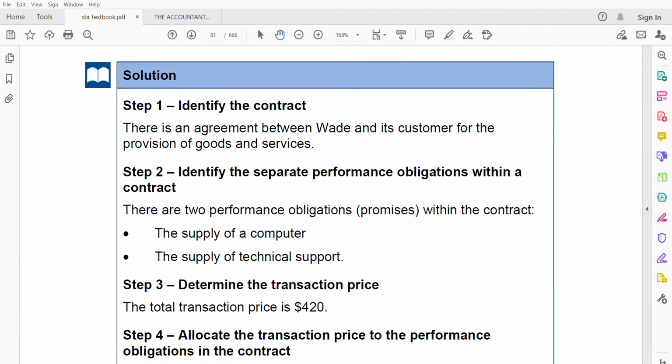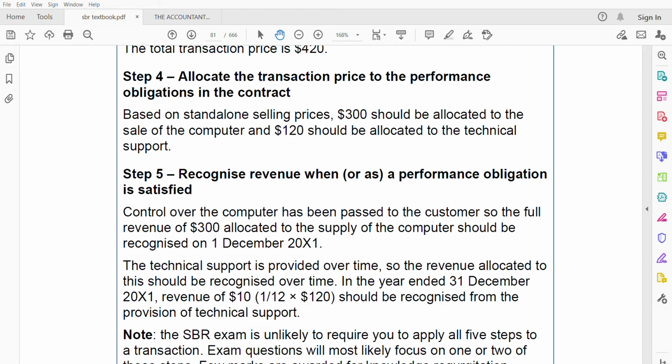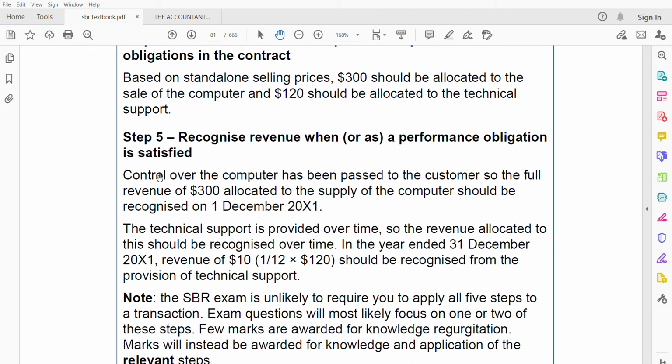All the steps. First one is identify the contract. Is there a contract? Yes. There is an agreement between Beta and his customers for the provision of goods and services. Are there separate performance obligations? Yes, there are two. One is supply of computer, the other one is supply of technical support. Transaction price was 420. And how do you separate it? 300 for computer, 120 for technical support. And recognize revenue when you satisfy. See, control over the computer has been passed to the customer, so the full revenue of 300 allocated to the supply of computer should be recognized. You see, this 300 should be fully recognized as revenue because control of the computer passed to the customer.